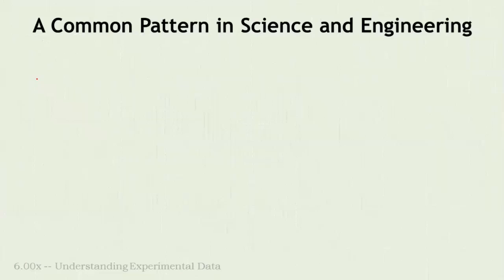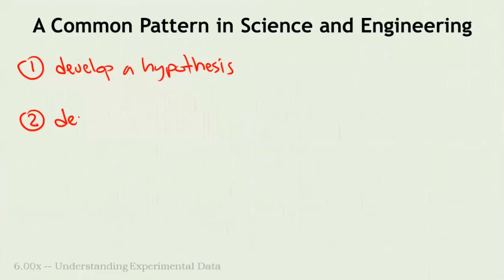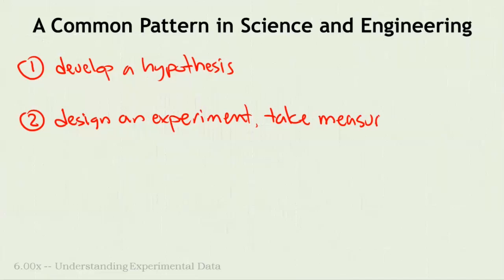As a first step in understanding experimental data, let's remind ourselves what we're about. Usually one of the first things we do is to develop a hypothesis of how things work. This is a simple statement that says if I do X, Y will happen, or something equivalent to that. If we have a hypothesis, we'll quickly want to design an experiment and then take some measurements. And it's really these measurements that will tell us what the results of the experiment were.